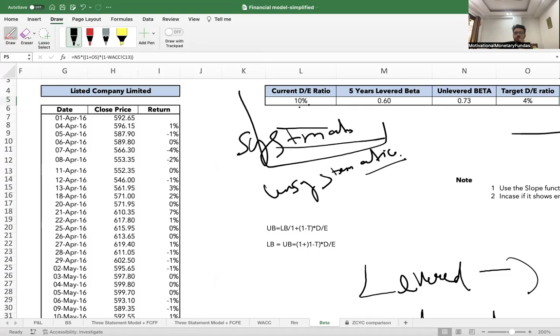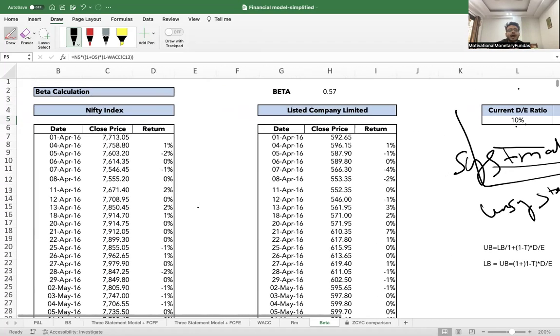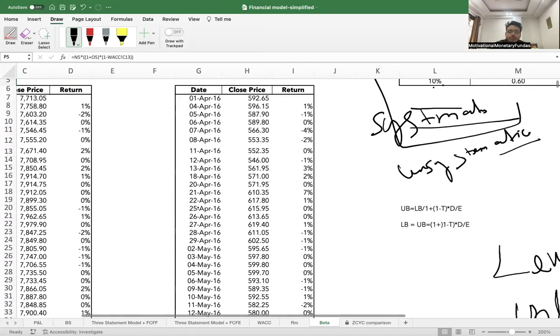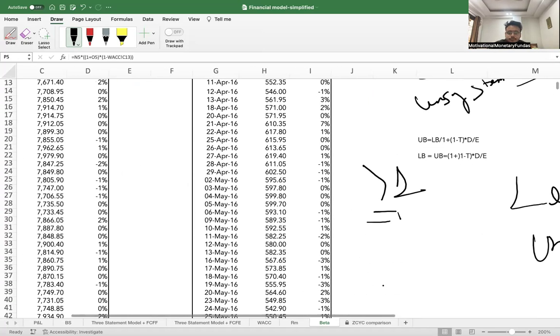Beta is a measure of systematic risk, and systematic risk is always calculated against the market. You cannot have the value of beta in isolation. If you want to calculate the beta of a stock, it cannot be in isolation. You have to regress it, or compare it, or calculate it against the market. Your beta can be more than 1, equal to 1, or less than 1.